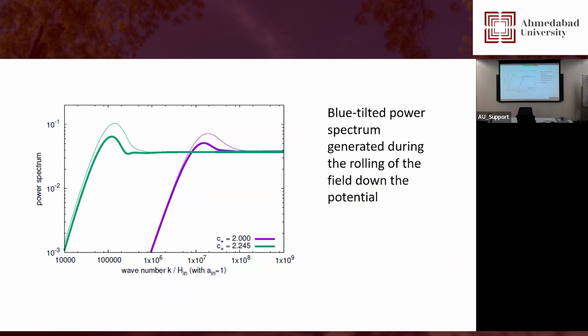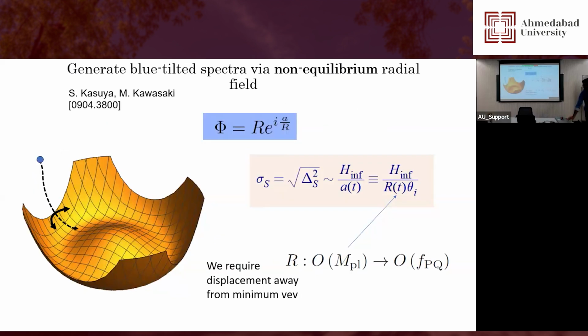Oh, okay, sure. Value of R is order M plus, is that what? Less than M Planck, not exactly M Planck, because we already have a superradiance limit of about 10^9 GeV. I would say greater than that.